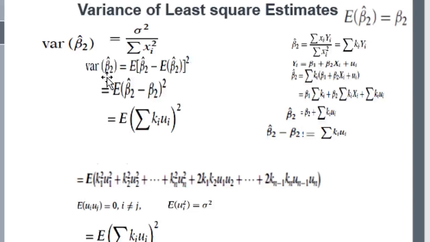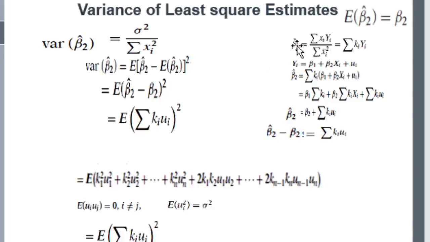The variance of beta 2 cap equals the expected value of beta 2 cap minus the expected value of beta 2 cap, the whole square. This is the variance. Here the expected value of beta 2 cap, we already derived that it is equal to beta 2. That is, expected value of beta 2 cap minus beta 2, square. This is the variance. We will discuss the derivation of this variance.